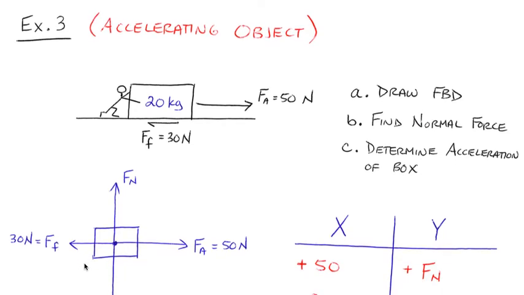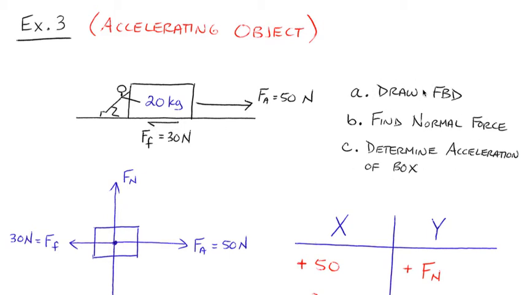The third example, well, now we have a situation where the object is actually accelerating, and I'm going to attempt to show you how this method is exactly the same, just with slightly different values. So here we have a 20 kilogram mass. It's being pushed by a person with an applied force of 50 newtons to the right, and the force of friction, in this case we do have friction, is acting to the left at 30 newtons.